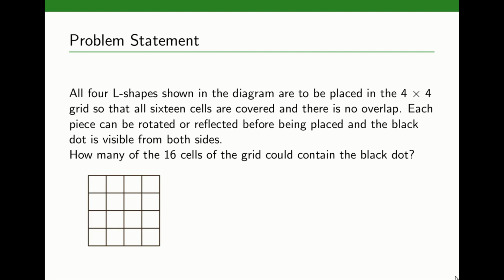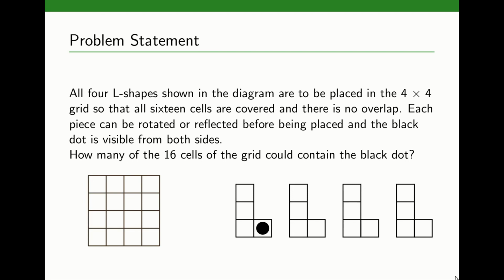Okay, so here we have a 4 cross 4 grid. We also have 4 of these L shapes in which one of the L shapes has a dot or a circle. Now we need to place these 4 L shapes in this 4 cross 4 grid in such a way that 1, there is no overlap, and 2, how many of these individual cells can this dot or circle occupy.